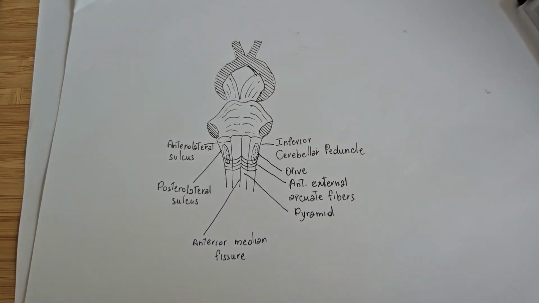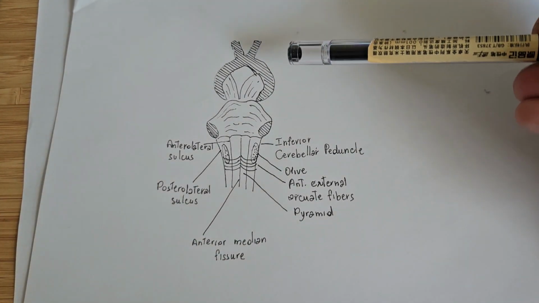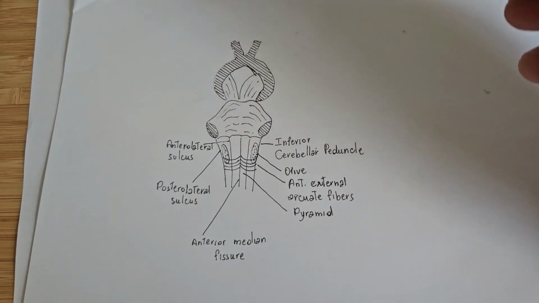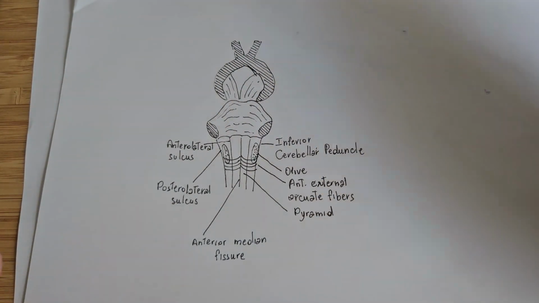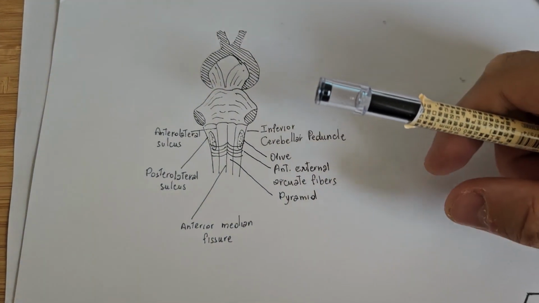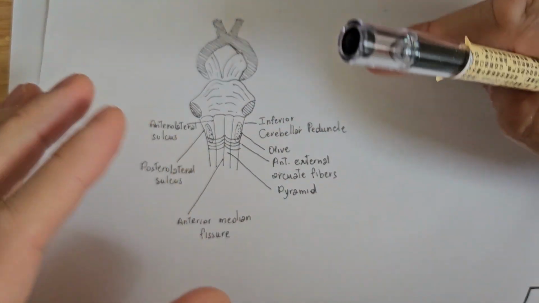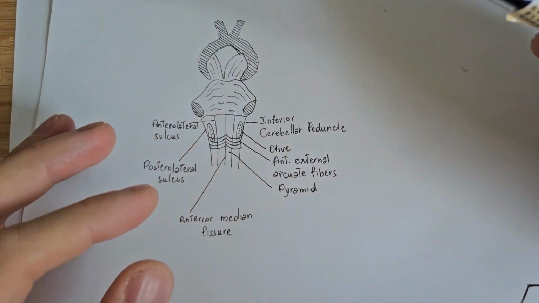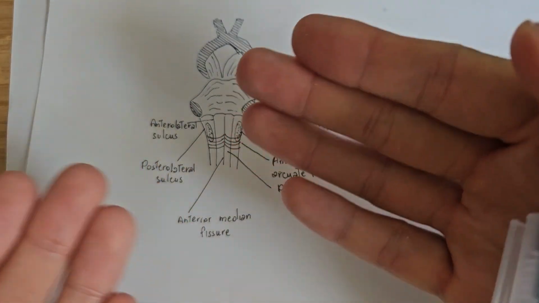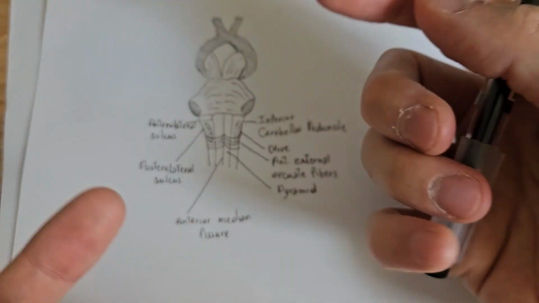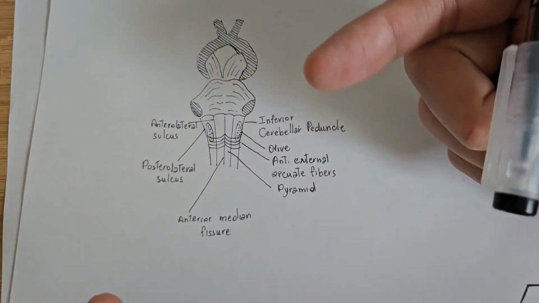Okay guys, today I'm gonna talk about the anterolateral surface of the medulla oblongata. And the medulla oblongata, I already mentioned this, but it's always good to remind you that the medulla oblongata is one of the most important parts of the brainstem because it will work as a bridge between the spinal cord and the rest of the brain.